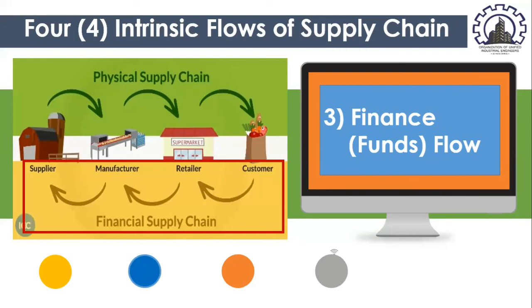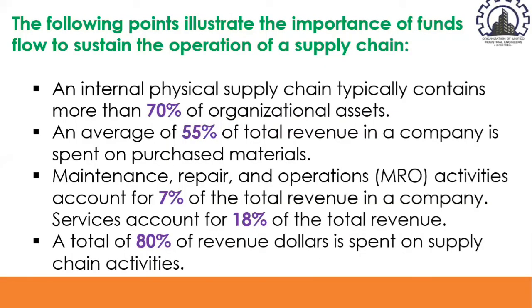Now, the Center for Strategic Supply Leadership Conference asserts that capital flows are important inside a supply chain. Now, the following points illustrate the importance of funds flow to sustain the operation of a supply chain. First, an internal physical supply chain typically contains more than 70% of organizational assets. Second, an average of 55% of total revenue in a company is spent on purchased materials.